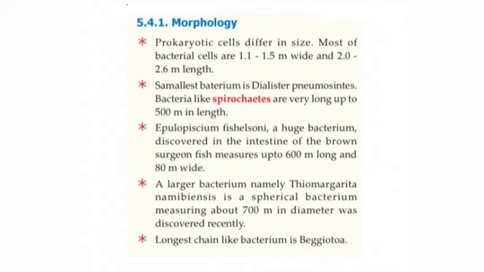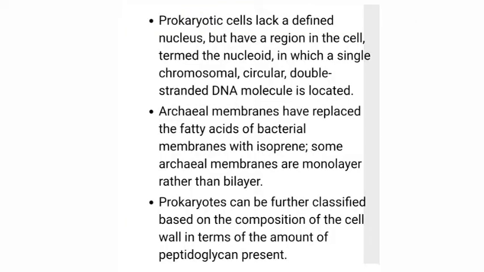A larger bacterium, namely Thiomargarita namibiensis, is a spherical bacterium measuring about 700 micrometers in diameter, which was recently discovered. The longest chain-like bacterium is Beggiatoa. Prokaryotic cells lack a defined nucleus but have a region in the cell termed the nucleoid, in which a chromosomal circular double-stranded DNA molecule is located.